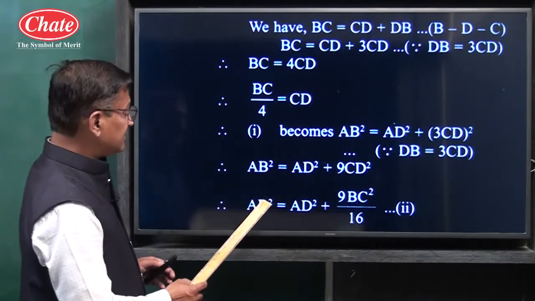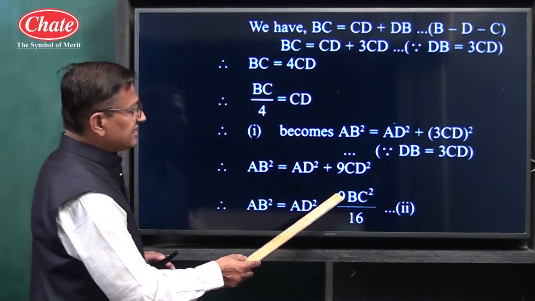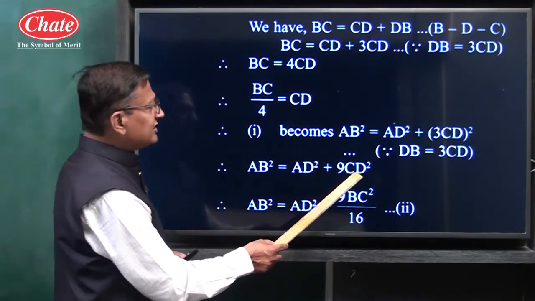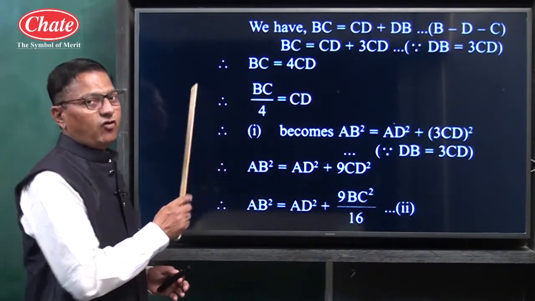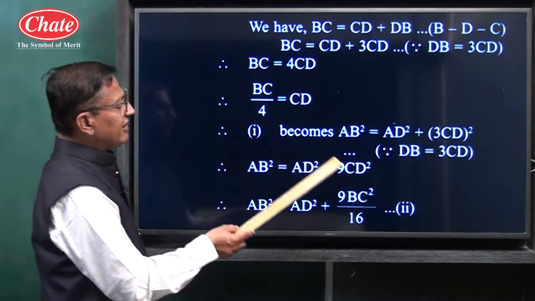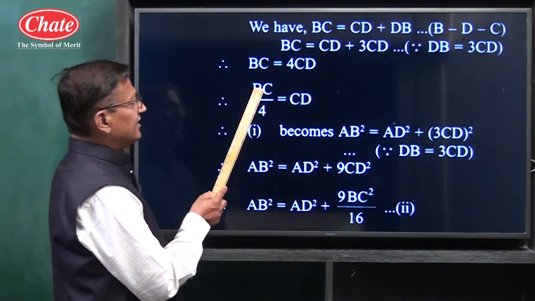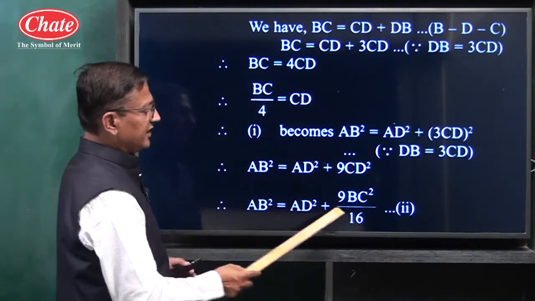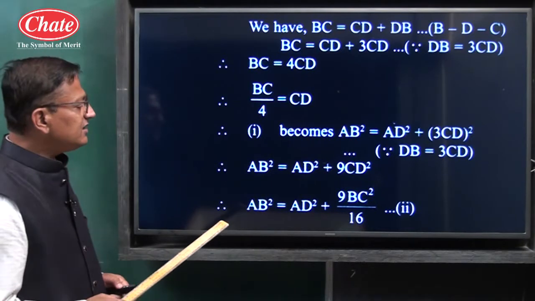This can be written as AB square is equal to AD square plus 9 as it is. What is CD? See here, CD is nothing but BC by 4. So put the value of CD in this equation. It is CD square. It means BC square by 4 square, BC square by 16. It is equation number 2.